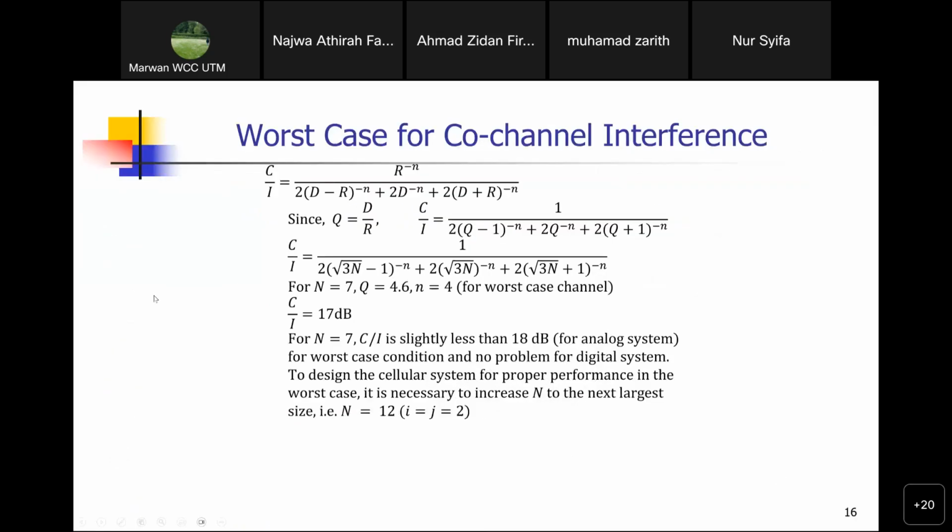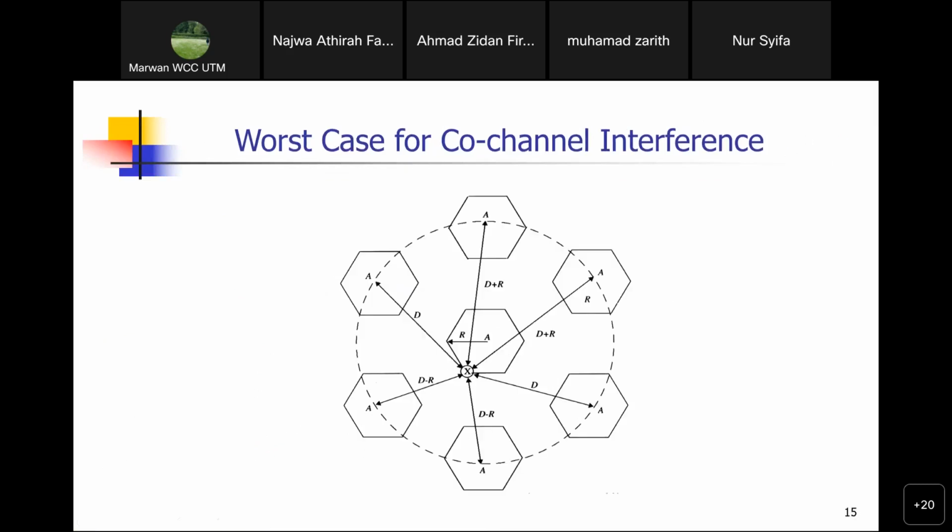Okay, so you should get that 17 dB. If you're using a cluster of 7, you are not able to use it for the analog system, because the analog system needs at least 18. So if you want to use it for the analog system, you cannot use cluster 7, but have to use a bigger cluster, for example n equals 12. So if n equals 12, what does it mean? It means that 3n.